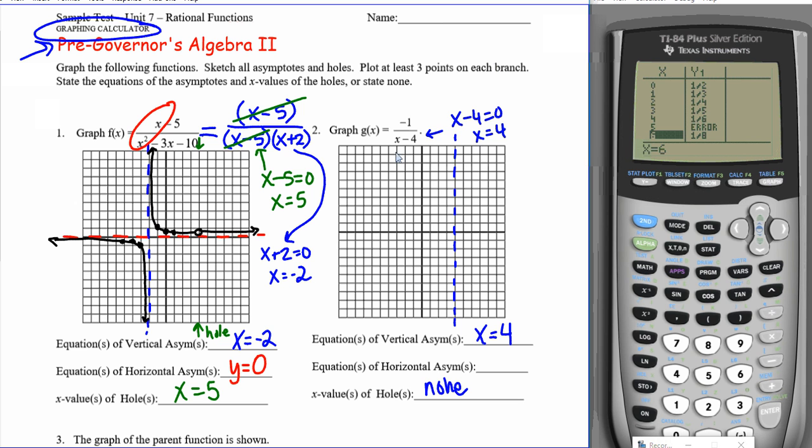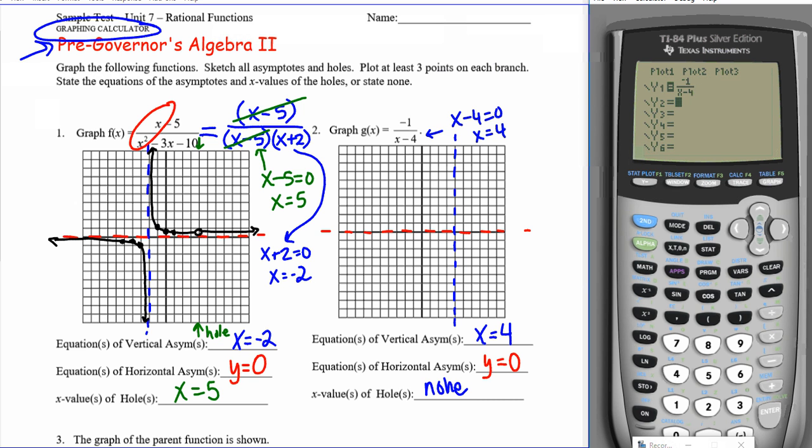So for this one, the bottom still has more x's than the top. So horizontally, this is still going to approach y equals 0. But I do have this negative on top, which is going to flip this thing over. Again, I'm welcome to use my table to get these points or my graph. I'm just going to clear this one out. So on the top, I had -1, and on the bottom, I just had x minus 4.